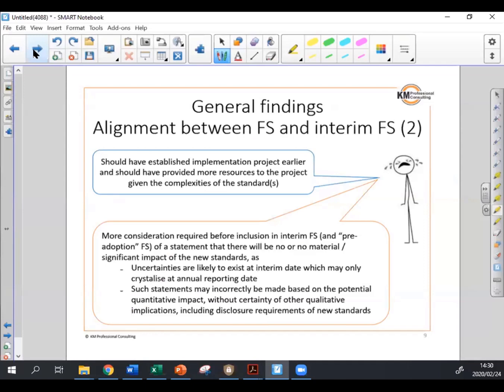We've got a little crying man on the right here, and this little crying man is basically just the sample entities and what they had to say about the problems they faced and what preventative measures they would have taken with regards to the findings that were raised. So one of them is they're saying they should have established the implementation project a lot earlier and should have provided more resources. So earlier and more resources.